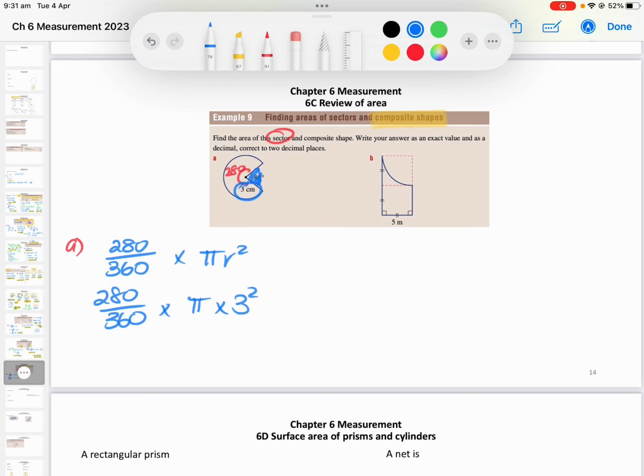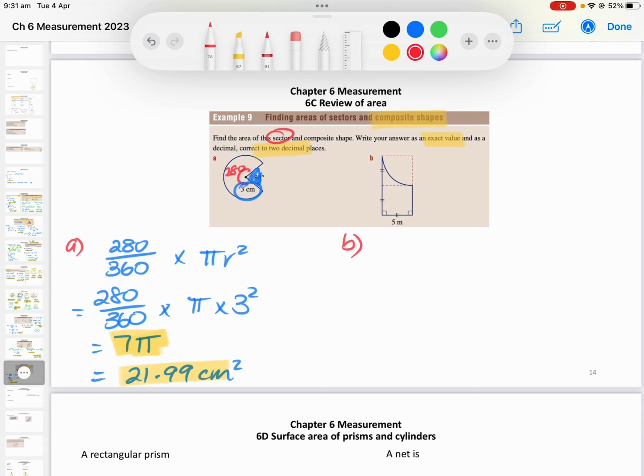our radius. And if we do that, your calculator will say 7 pi. And it says write your answer as an exact value. That's my exact value. And as a decimal to 2 decimal places. So if you do your control enter, you get 21.99 centimetres squared. So there's 2 answers, one that's exact and one that is approximate.